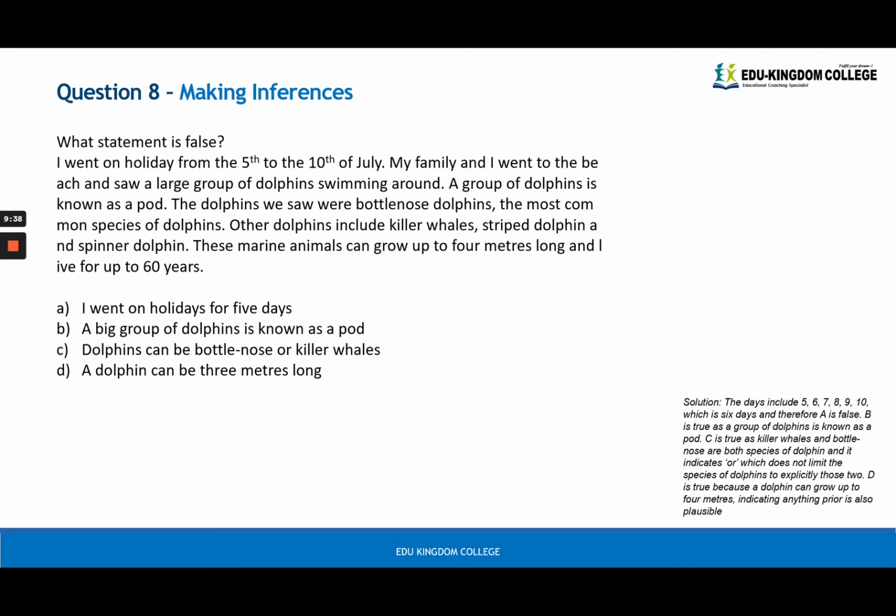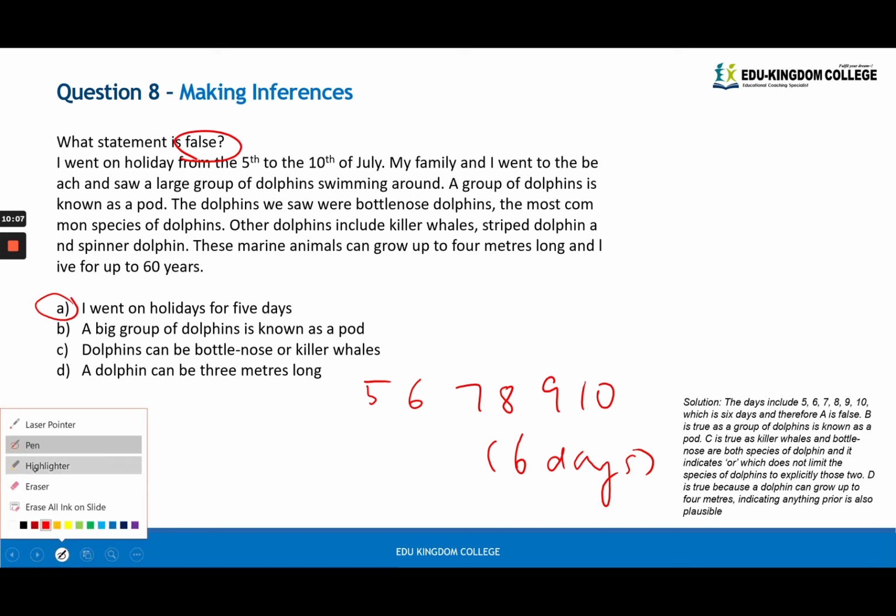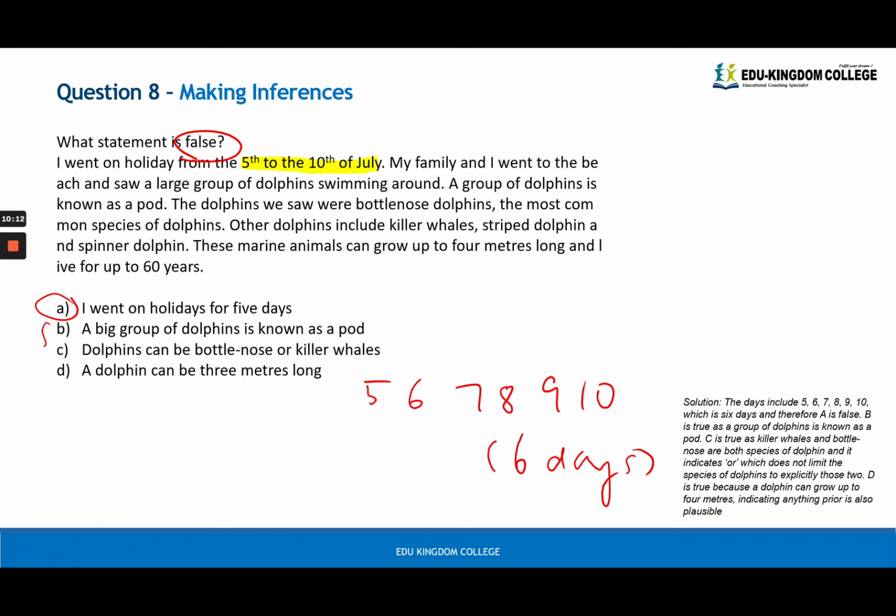Okay, which statement is false? I went on a holiday from the 5th to the 10th of July. So those are 5, 6, 7, 8, 9, 10. That's actually 6 days, which means A is out. My family and I went to the beach and saw a large group of dolphins swimming around. A group of dolphins is known as a pod. Oh, actually, sorry, I just realized which statement is false. It's A, isn't it? Because 6 days we already said, and A says I went on holiday for 5 days, because just by looking at the date, it can be confusing. So actually the other ones are all true. You can read through here by pausing the video now to see why B, C, D are all true.